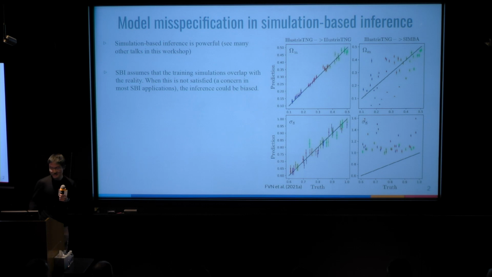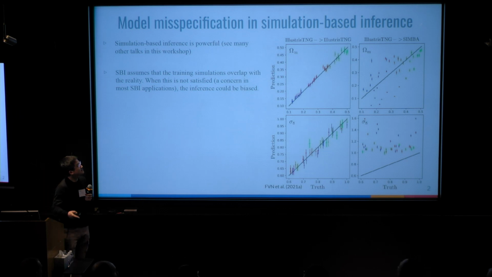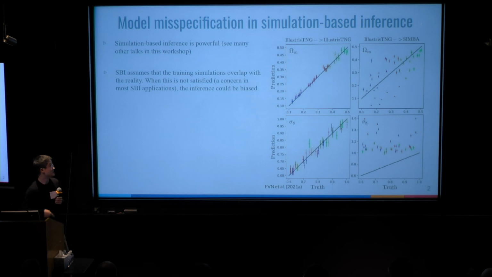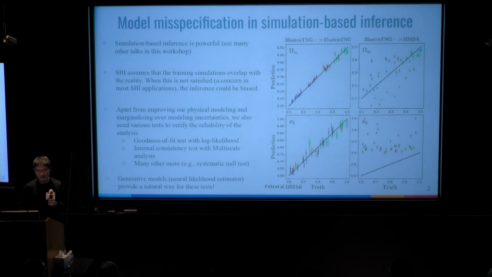I really like this plot made by Paco, which shows this scenario. On the right, if you train your SBI models on some simulations and apply it to a simulation with a different subgrid model, then your prediction could be completely wrong. To solve the problem, we definitely need to improve our modeling and marginalize over any modeling uncertainties. But at the same time, we also need to develop different tests to verify the reliability of the analysis. For example, in the traditional two-point analysis, people do all these kinds of goodness of fit tests, internal consistency tests, and many other systematic null tests.